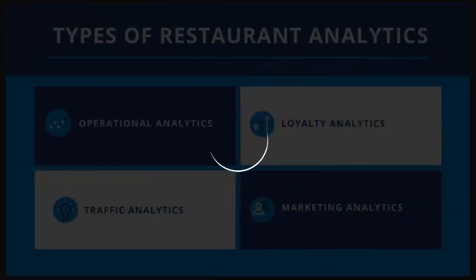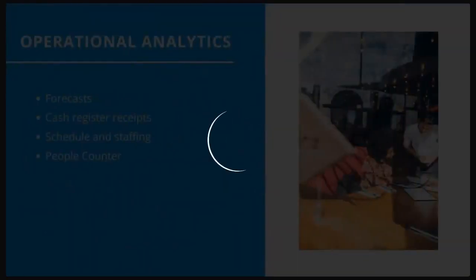So, what are the different types of restaurant analytics? Well, we've got them laid out here: the operational analytics, traffic analytics, loyalty, and marketing analytics. If we go to the next slide, we'll outline these. The operational analytics involve forecasts, cash register receipts, scheduling and staffing, and the age-old people counter.